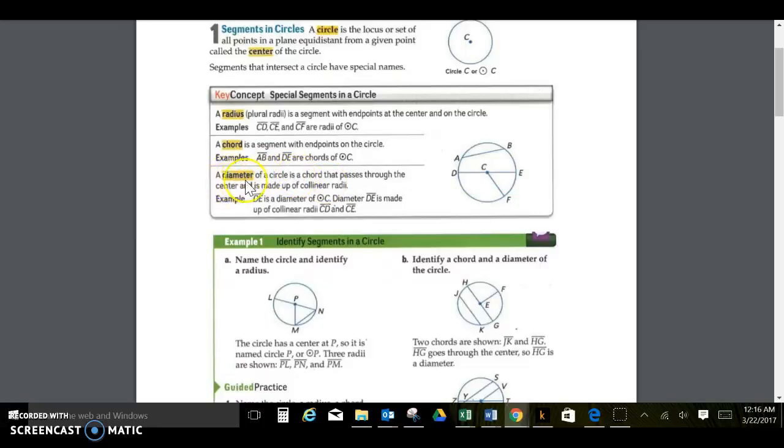And so, obviously, you guys should know what a diameter is. It goes from one side to the other through the center of the circle, okay? So it says DE right here is the diameter of that circle.